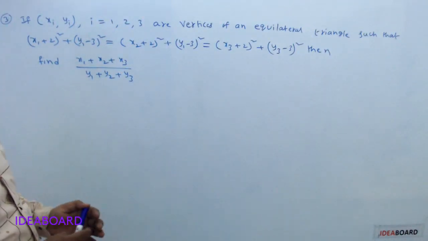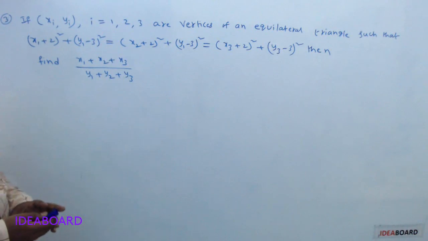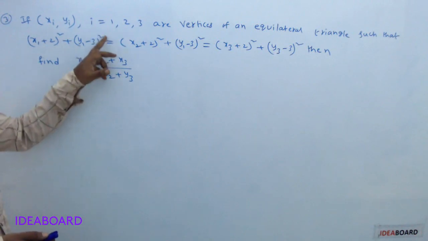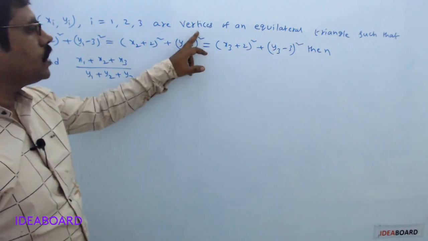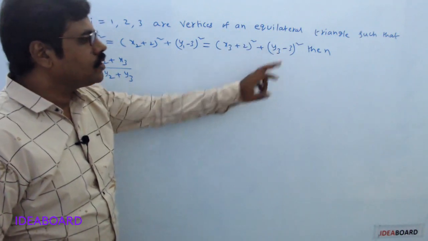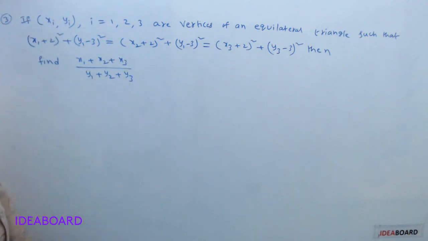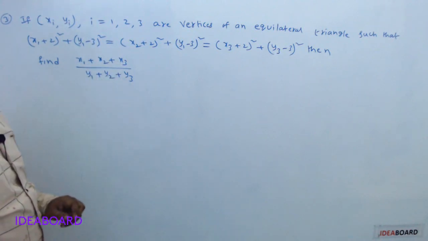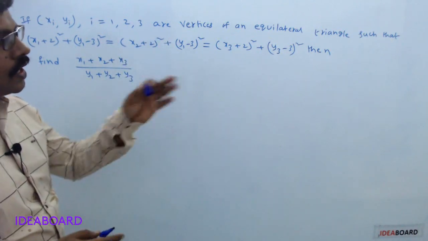Now come to the next problem. If (xi, yi) are the vertices of an equilateral triangle such that (x1 + 2)^2 + (y1 - 3)^2 = (x2 + 2)^2 + (y2 - 3)^2 = (x3 + 2)^2 + (y3 - 3)^2, then by using this condition we are going to calculate the value of (x1 + x2 + x3) divided by (y1 + y2 + y3). First, the given triangle is an equilateral triangle. First draw a triangle.